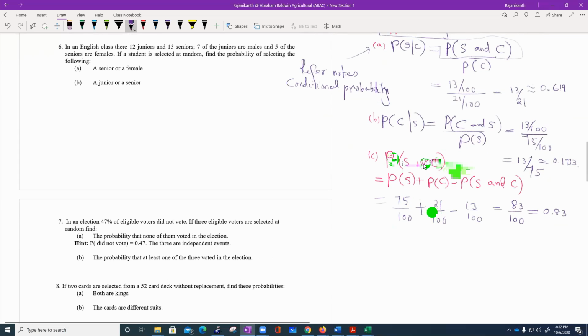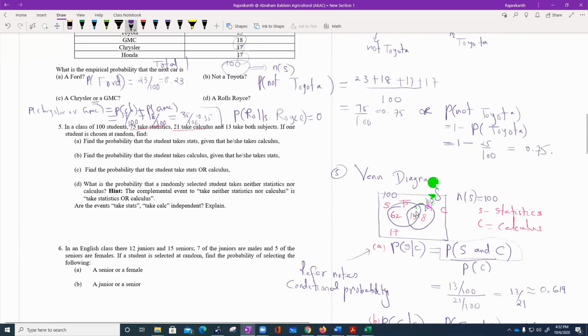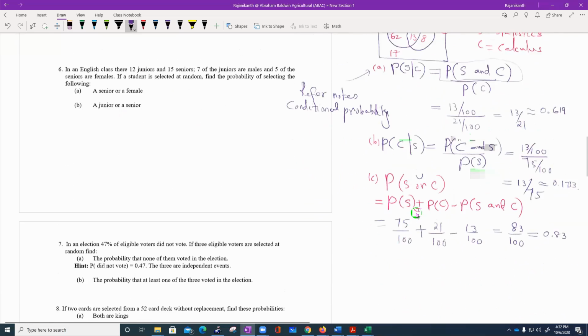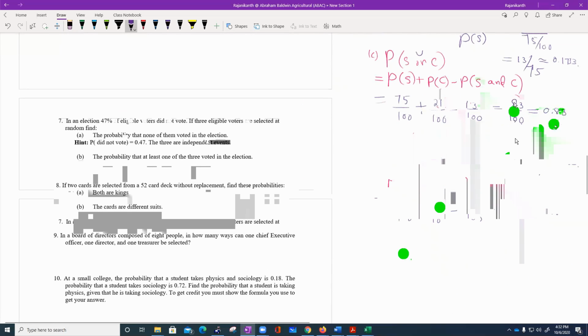So you could think of OR as a union set notation. You could think of S union C as everything that belongs to these two circles. That is 62 plus 13 plus 8, which is 83. That's why we got this number. So the answer is 0.83.